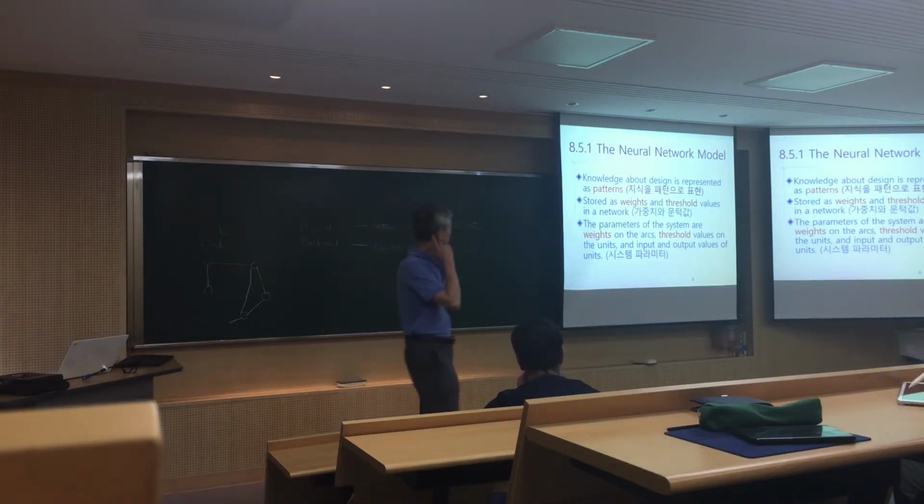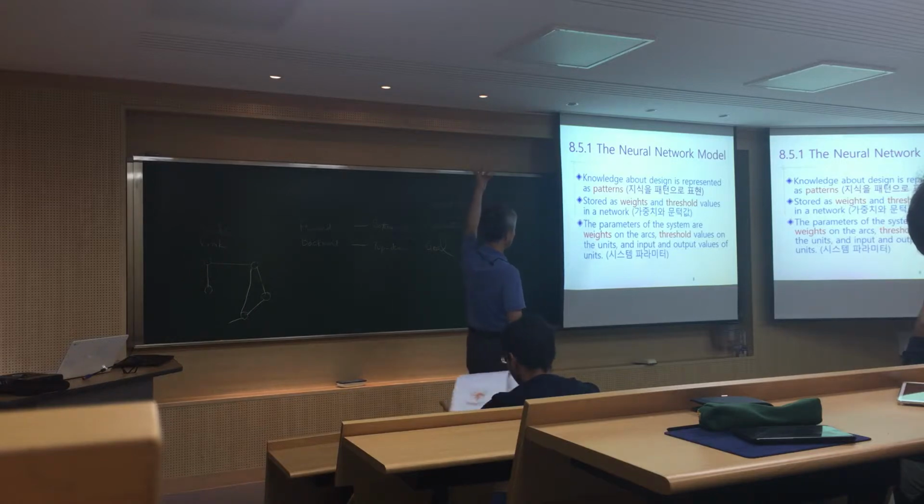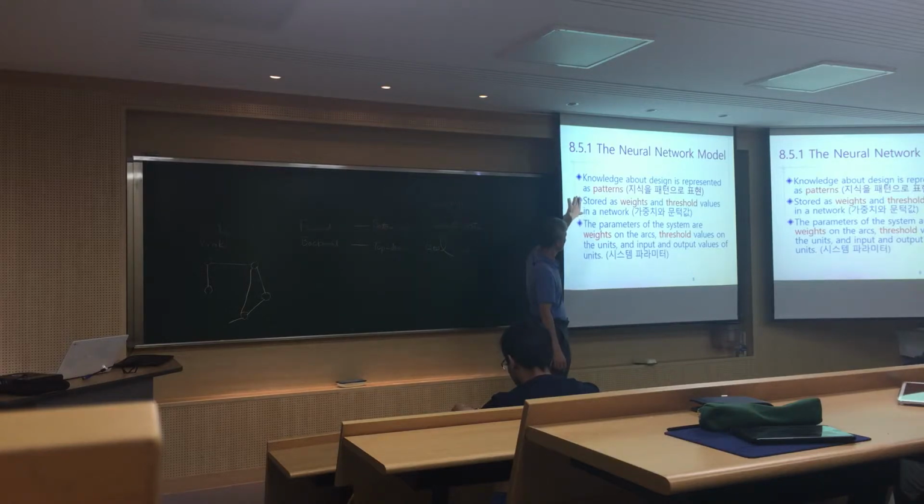Okay, neural network model. So this one is for designing, not a general neural network. Knowledge about design is represented as patterns, coming from the previous chapters. In any network, it is stored as weight and threshold values in the network. I did not explain about threshold values, but each node also has a threshold value.